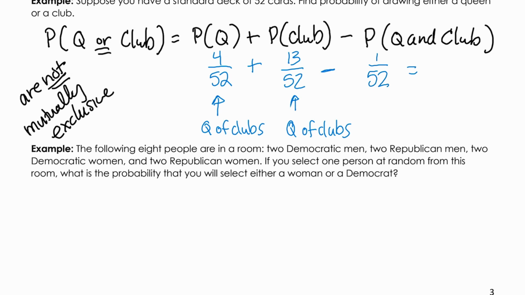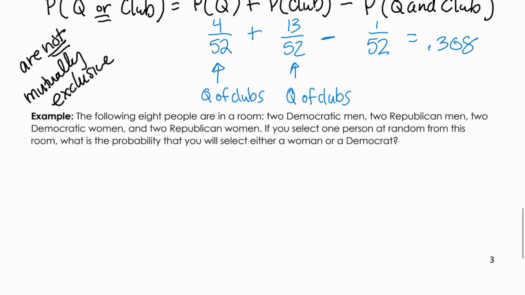Now, when I put this in my calculator, 4 out of 52 plus 13 over 52, and then I subtract 1 out of 52, that gives me approximately 0.308. So if I pick randomly out of a deck of cards, the chance of me picking a queen or a club would be 0.308.